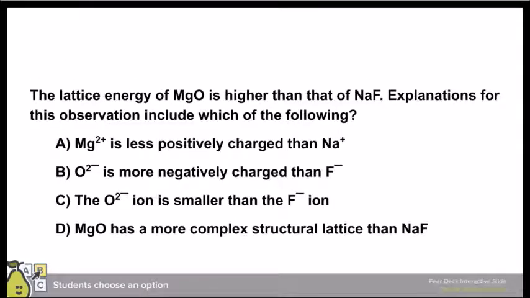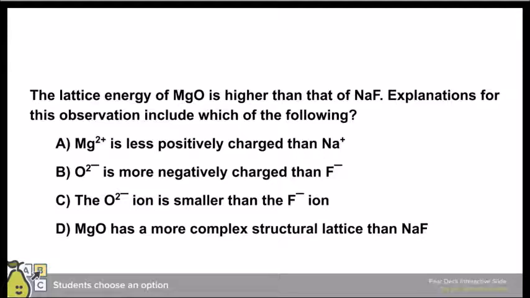So here's a question that you might see on the AP exam. Lattice energy. Now, what is lattice energy? Lattice energy is just the energy released as things form. So whenever you make a bond, energy is released. Whenever you break a bond apart, energy is absorbed. So when you form MgO, when you make that ionic bond, it releases energy.